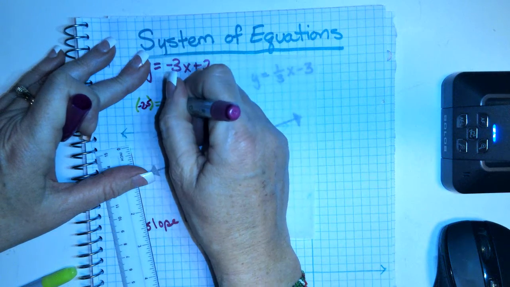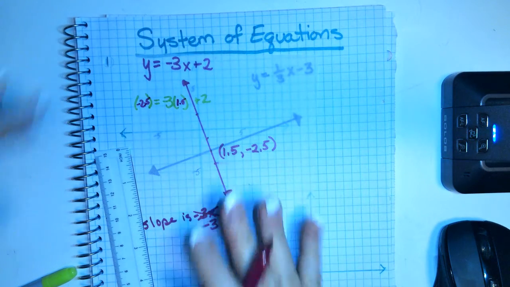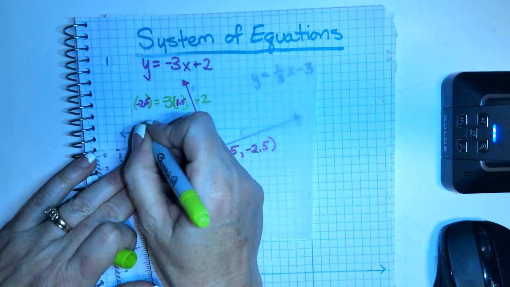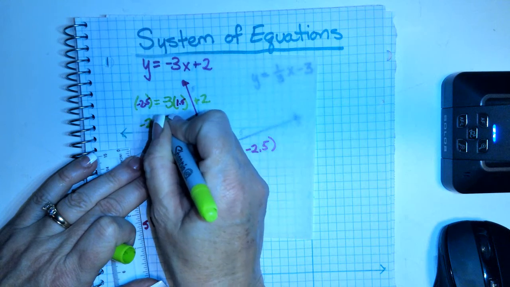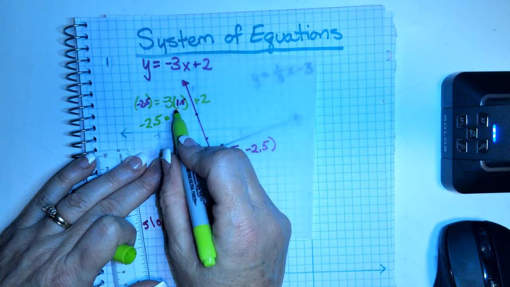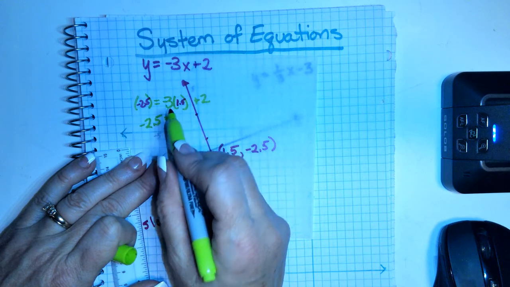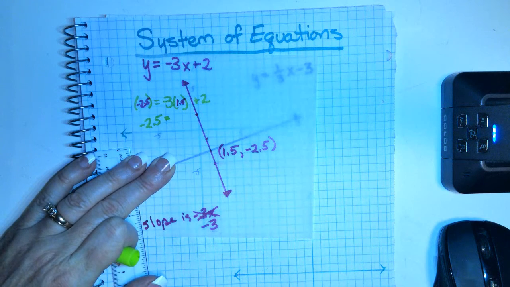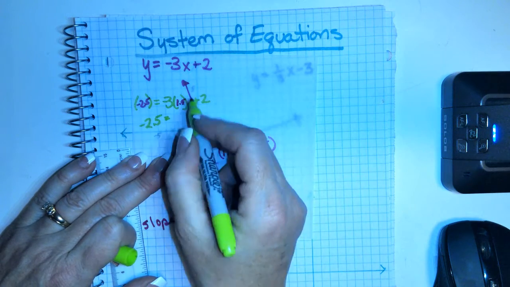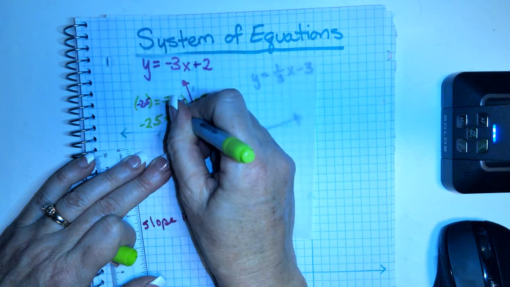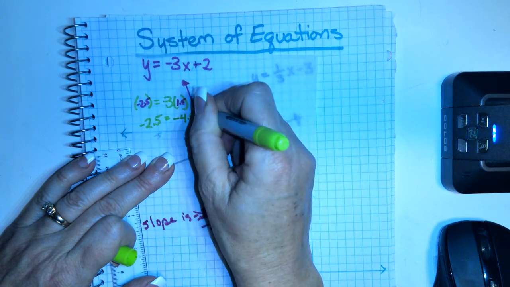My x value is 1.5. Simplifying, that's going to give me -2.5 equals. Now 3 times 1.5. If I had $1.50 and 3 different friends gave me $1.50, how much money would I have? I think that's going to be $4.50, or the same as 4.5. And then don't forget that there's a negative there, so I'm going to have -4.5 plus 2.